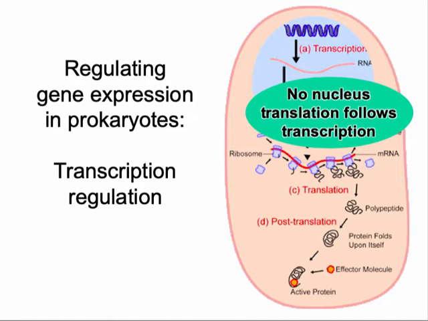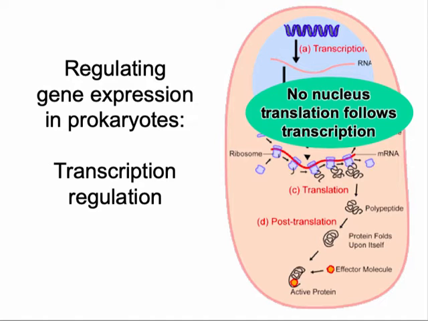That means that in prokaryotes, the only way of regulating gene expression is by regulating transcription, so the binding of RNA polymerase to the promoter region and then being able to access the coding region and transcribe it. But eukaryotes have many more options for gene expression regulation. And this is for multiple reasons.